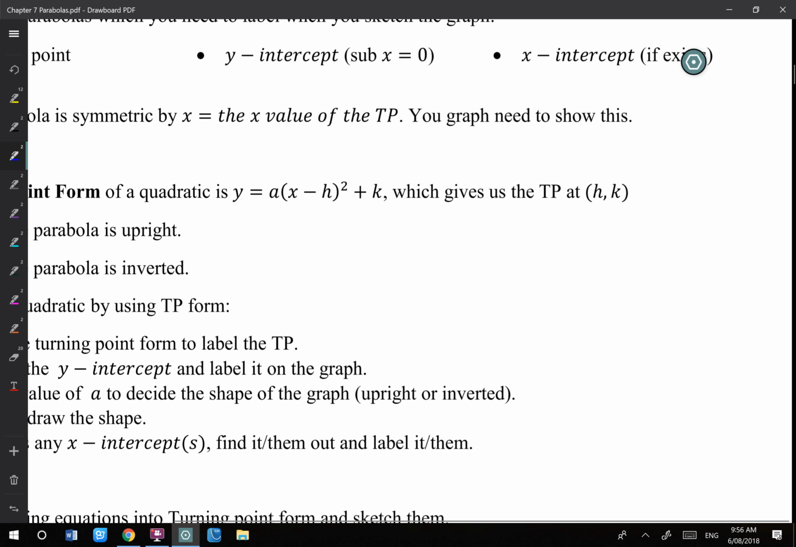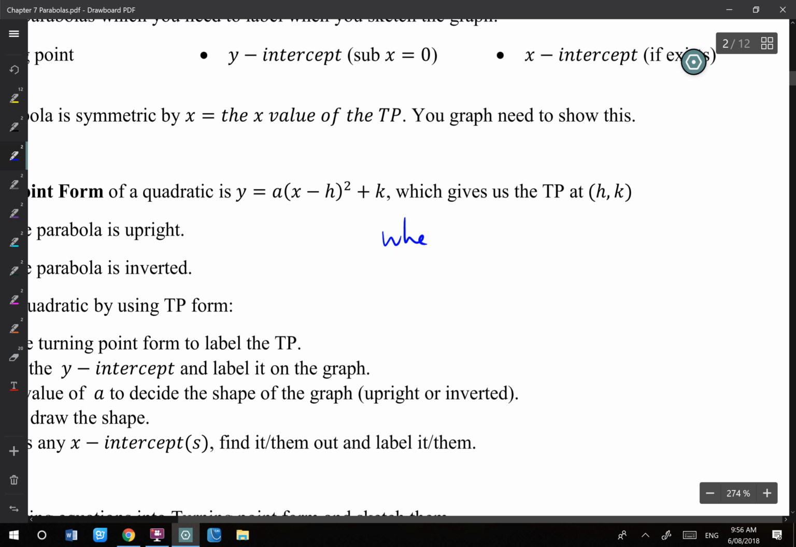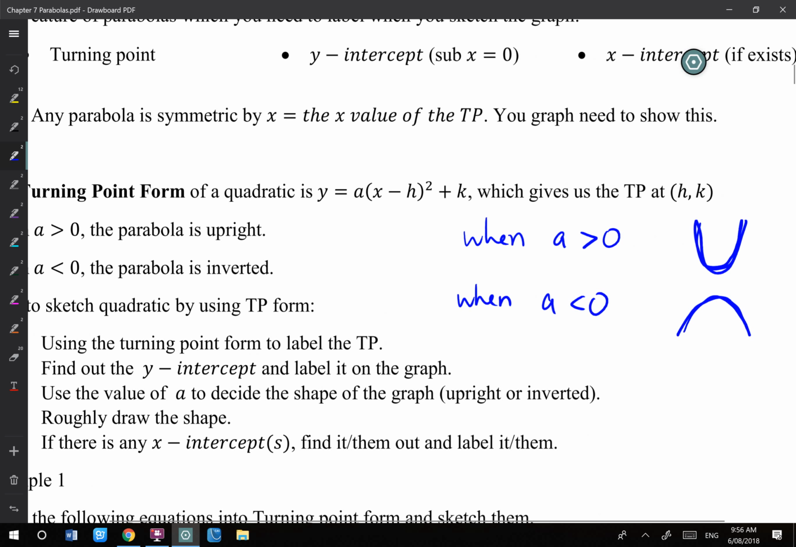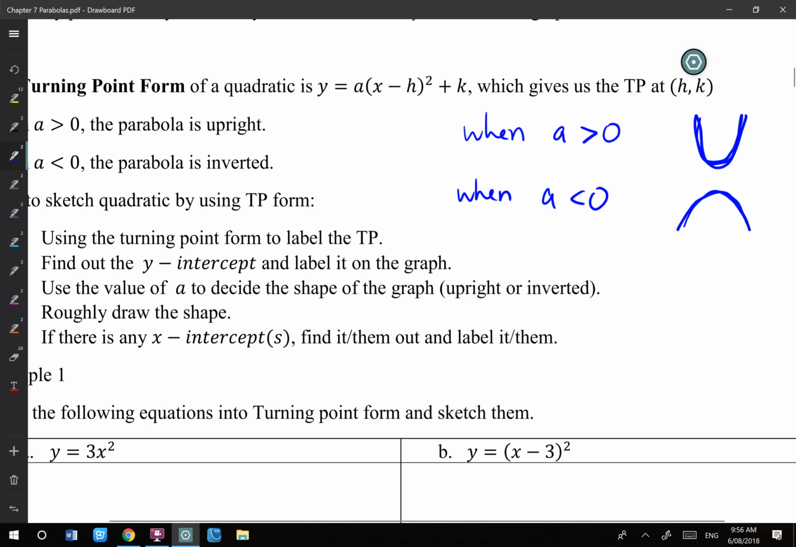Also, you need to know when a is greater than 0, the parabola is a smile shape, and when a is less than 0, it's a sad face. So remember the shape: if a is positive, it opens upwards, and if a is negative, it opens downwards. We can use the same way as before: when x equals 0, calculate the y-intercept, and when y equals 0, calculate the x-intercept. That's exactly the same as before.